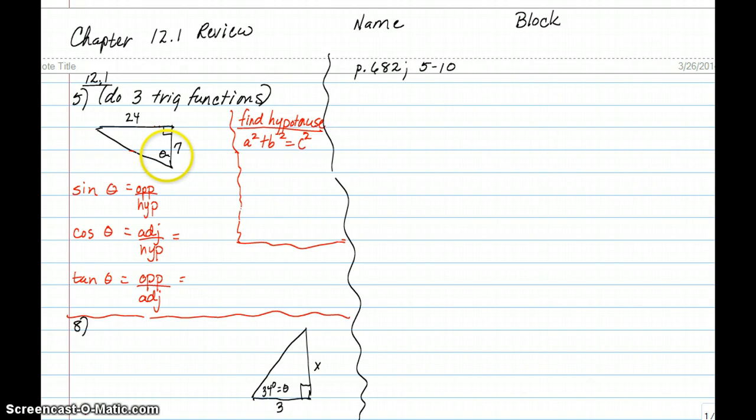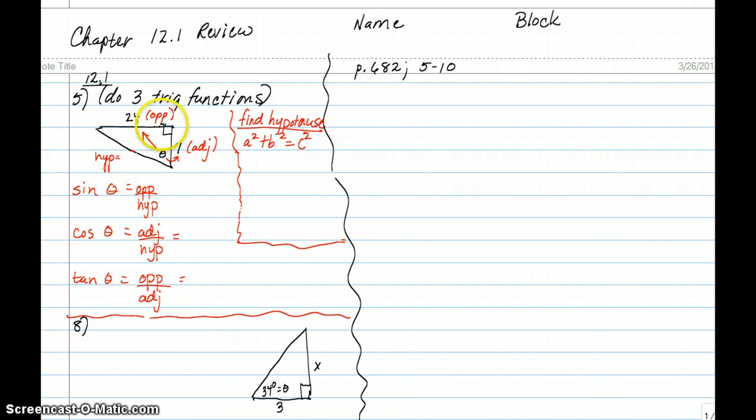We have a triangle. Theta is right here. It's the acute angle of a trigonometric function. You can see directly across from that is the 24, which means 24 is the opposite side. You can see that next to that is 7, so it's the adjacent side. And hypotenuse is always directly across from the right angle. All right, now we're going to be having to find the hypotenuse for some of these.